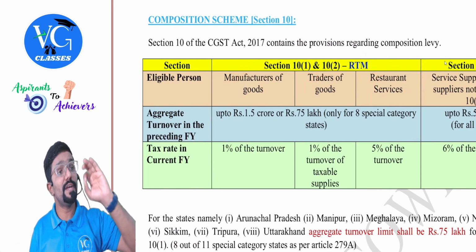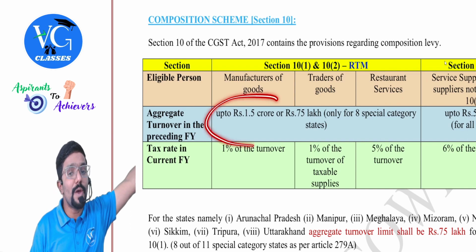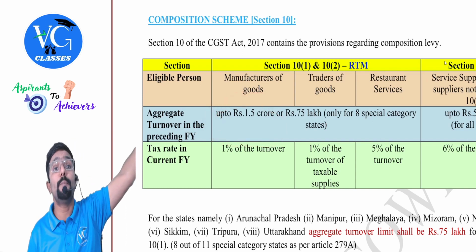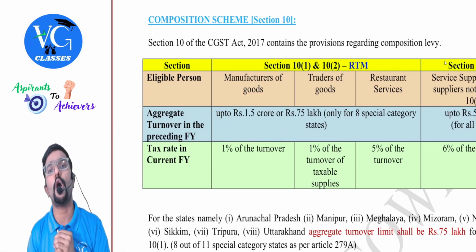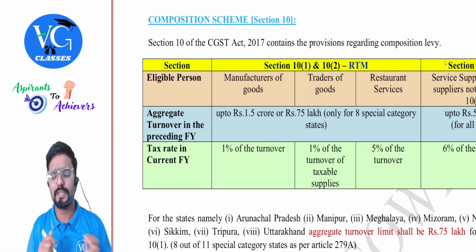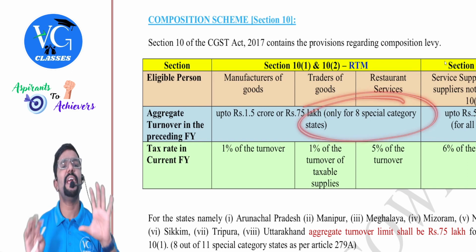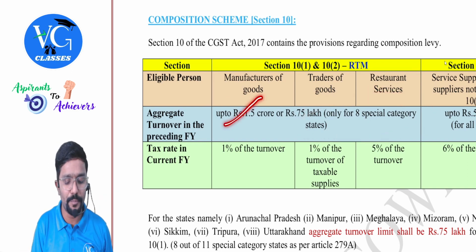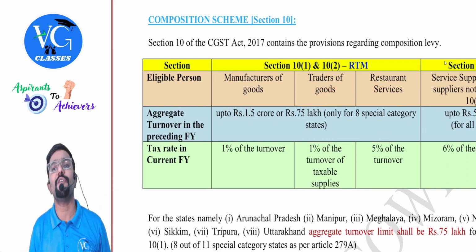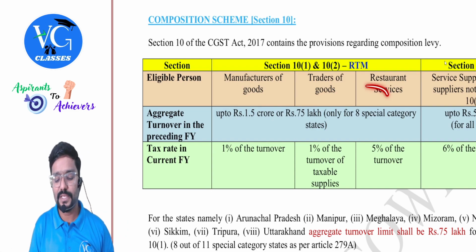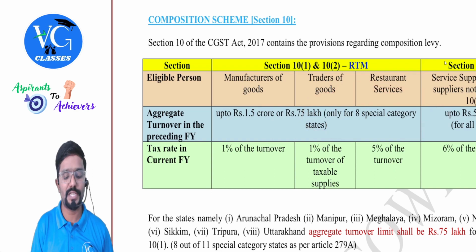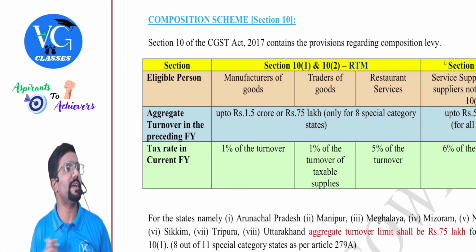Okay. So, if their turnover in the last year is up to 1.5 crore, guys. Last year, how much? Up to 1.5 crore. In the current year, they're eligible for the composition scheme. Whereas for 8 special states, for 8 small states, they told instead of 1.5 crore, we will take the limit as 75 lakh. Which are those states? We will see later. Don't worry. Except these 8 states, the limit for all other states and union territories is 1.5 crore.